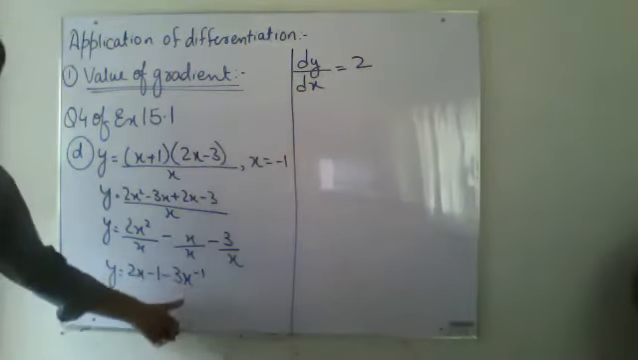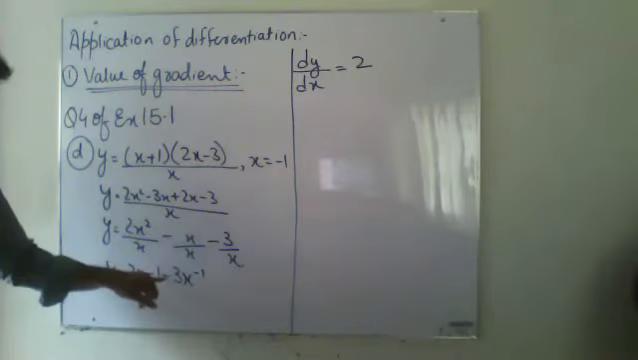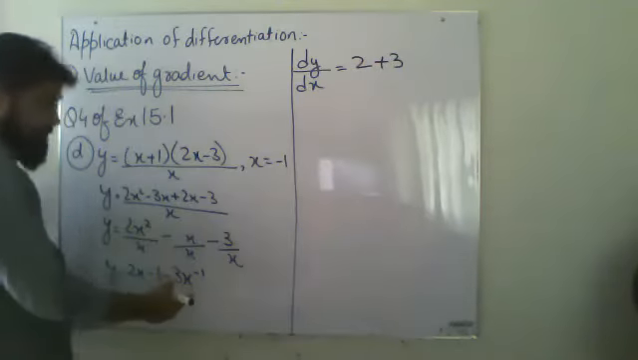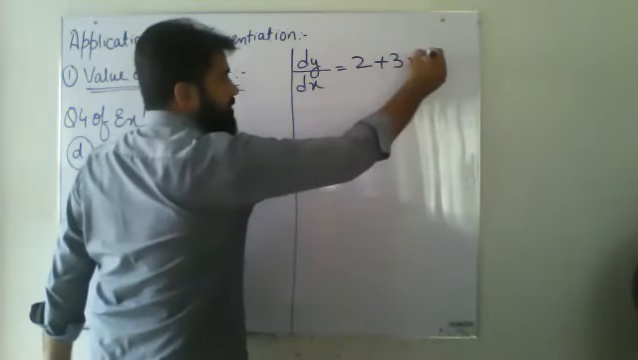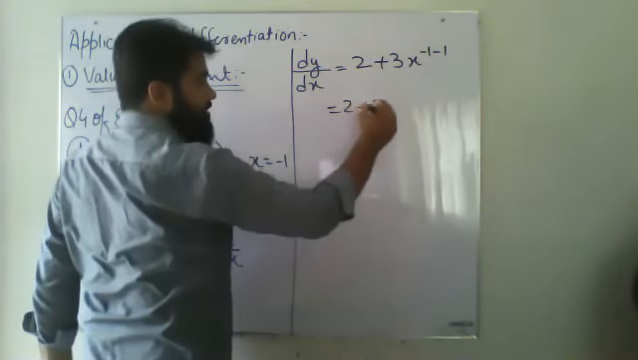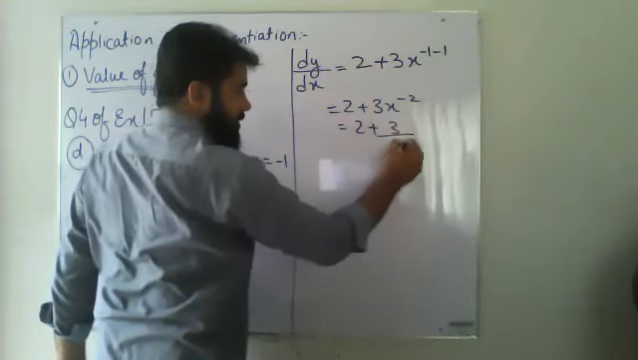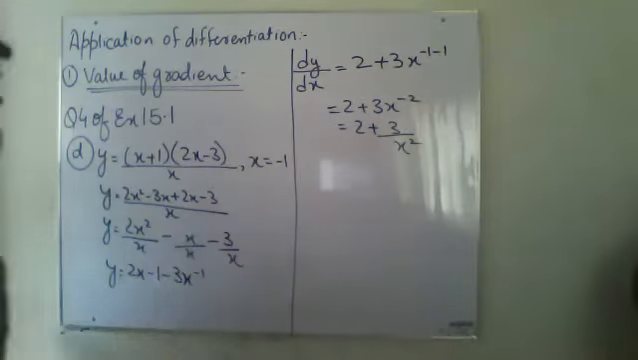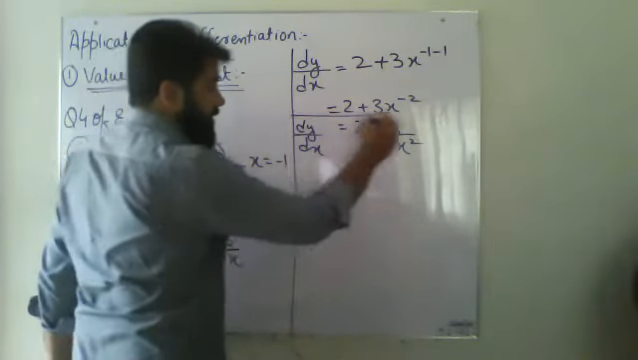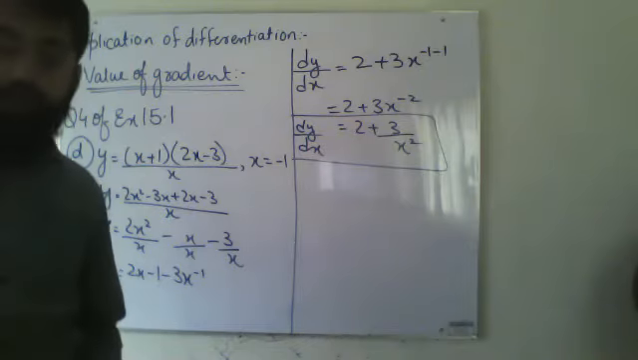Coming to this one, which is minus 3x to the power minus 1, the power will be multiplied by the coefficient, and the power will be reduced by 1. So 2 plus 3x to the power minus 2, that is 2 plus 3 over x squared. What is this? This is my differentiated equation. This is my gradient equation of the curve.